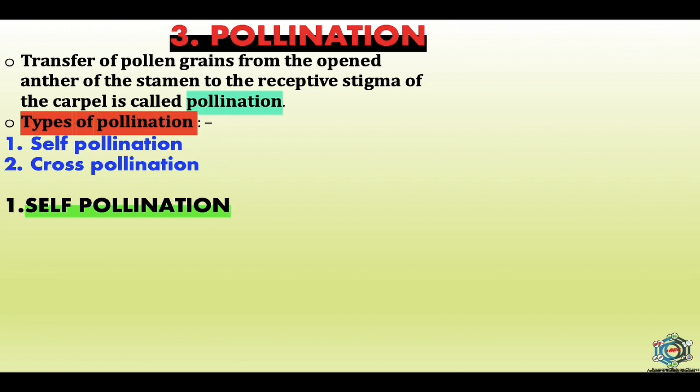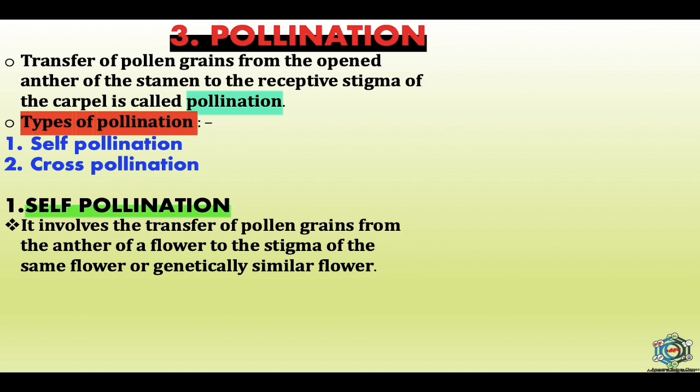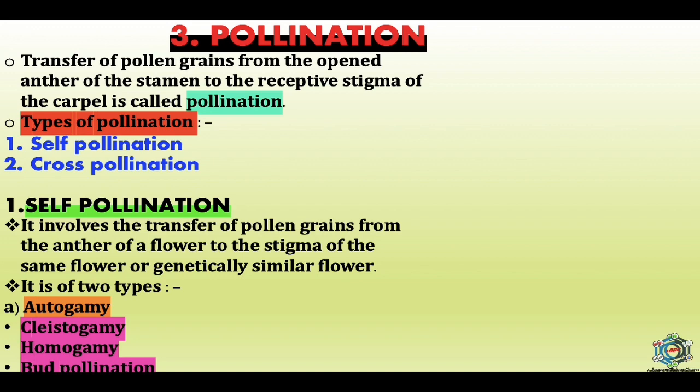Now the first, that is self-pollination. Self-pollination involves the transfer of pollen grains from the anther of a flower to the stigma of the same flower or a genetically similar flower. It is of 2 types, in which the first one is autogamy. Autogamy is a kind of pollination in which the pollen from the anthers of a flower is transferred to the stigma of the same flower, and it occurs by 3 methods, in which the first one is cleistogamy.